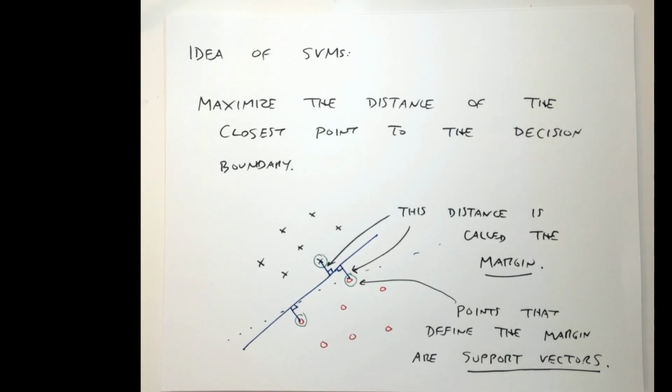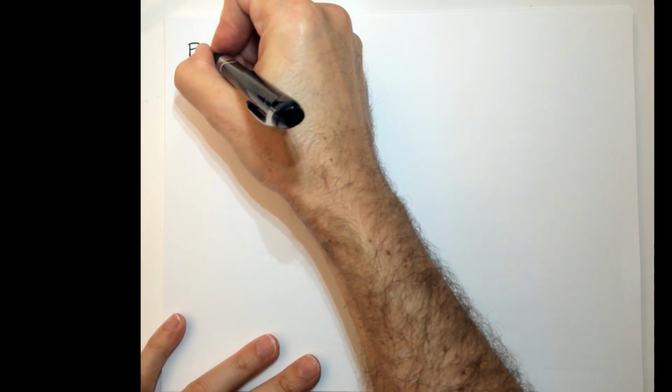Okay, so let's figure out how to actually find this line and determine the support vectors. This in itself is a good mathematical exercise to test your understanding of calculus, to recollect things like Lagrange multipliers, which we're going to talk about. So here's the formal setup.